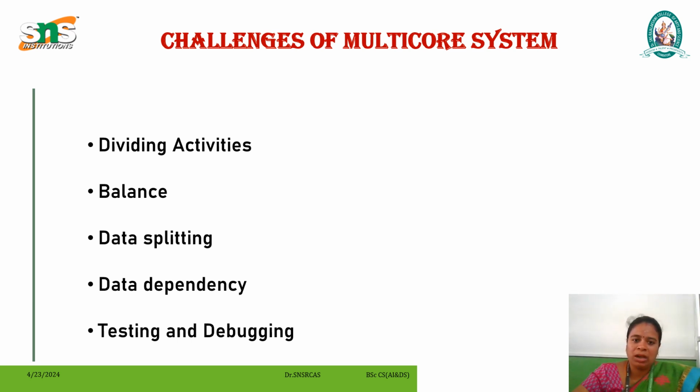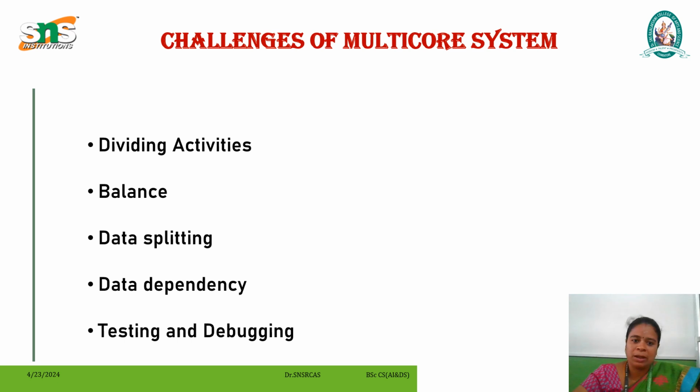Second one, balance. While dividing the task into subtasks, it must be ensured that every subtask performs almost an equal amount of work. It should not be the case that one subtask has a lot of work to perform while the other subtasks have very little to do, because then multi-core programming may not enhance the performance compared to a single-core system.